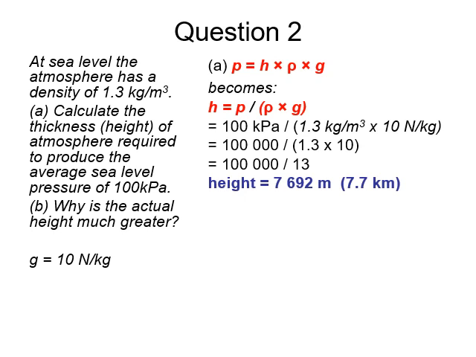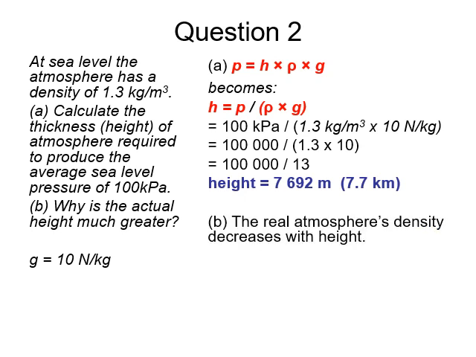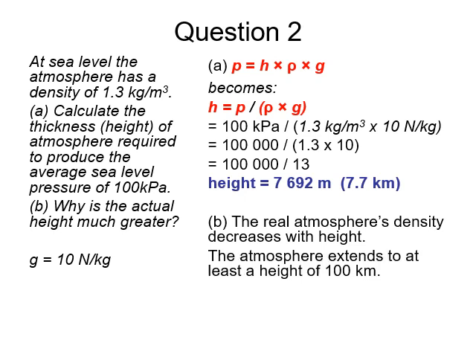But why is the atmosphere actually greater than 7.7 kilometers? Well, the reason why is the real atmosphere density decreases with height. Okay, because we've already looked at that when we looked at the difference between the air pressure at the top of Everest and at ground level. You can see that the amount of particles is decreasing as you go up Everest. So therefore the atmosphere extends at least to about 100 kilometers due to this fact, that the density is not the same all through the atmosphere.